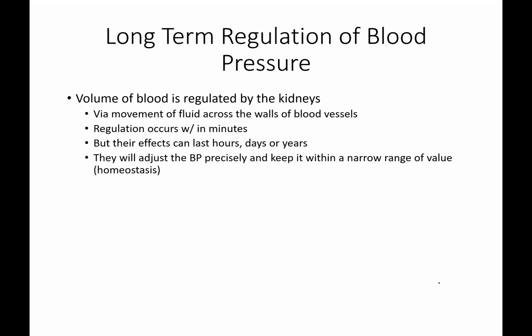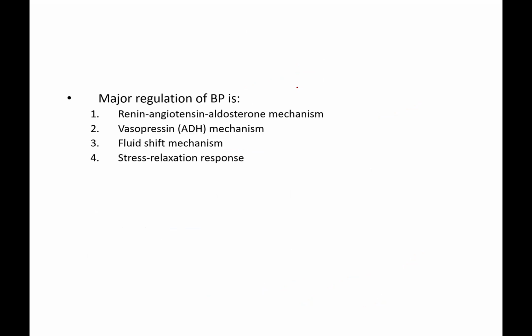Okay, long-term regulation of blood pressure. So this is going to be a revisit on some stuff like the kidneys, for example. And the main one is, well, the four of them for long-term is the renin, angiotensin, aldosterone system, okay, vasopressin. Now these involve your tubes and your kidneys, okay, in other words, the blood vessels. Okay, then we have fluid shift mechanism and the stress relaxation response, okay.